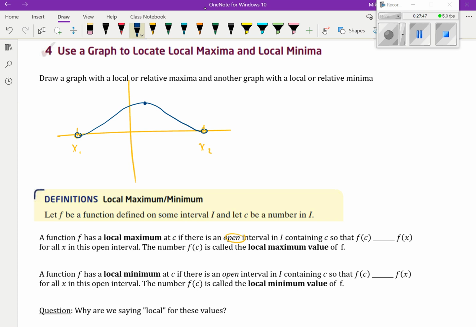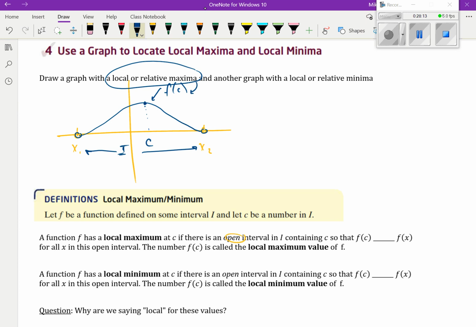This height here corresponds to some value. So let's call this x value c. This height here then is f of c. On this particular interval, so the interval between x1 to x2, f of c is the high point. So if f of c is the high point, then that is going to end up being what we call the local maximum value. Okay?